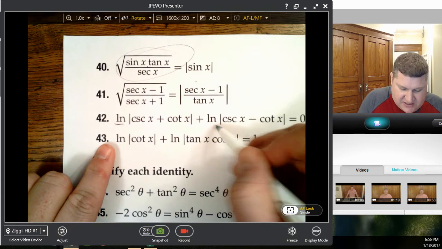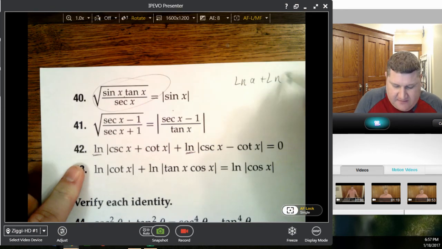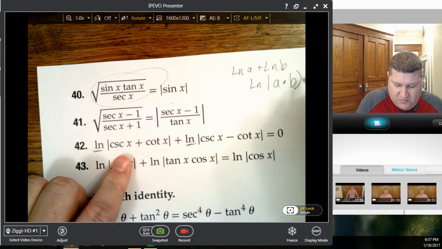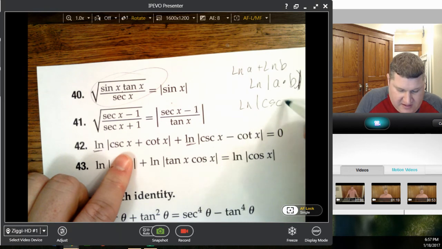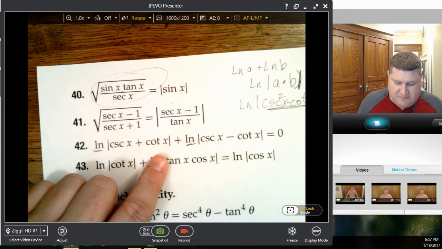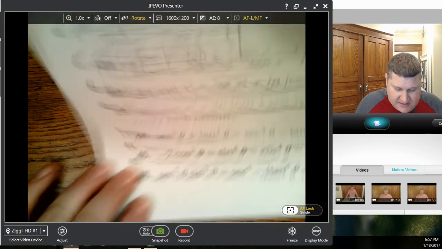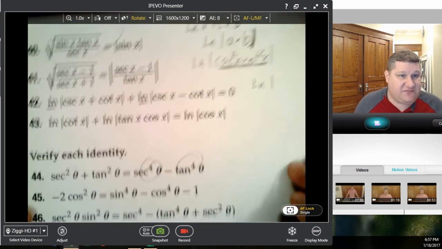Ladies and gentlemen, these are natural logs. If I have ln of A plus ln of B, that's the same thing as ln of A times B. So if I have A times B, this is going to work out really nicely. So I end up with the natural log of cosecant squared x minus cotangent squared x. And ladies and gentlemen, I shouldn't have to tell you too much about that. And you need to know what the ln of 1 is. Down here, 44. Again, you have fourth power, so you're going to break them up left and right.